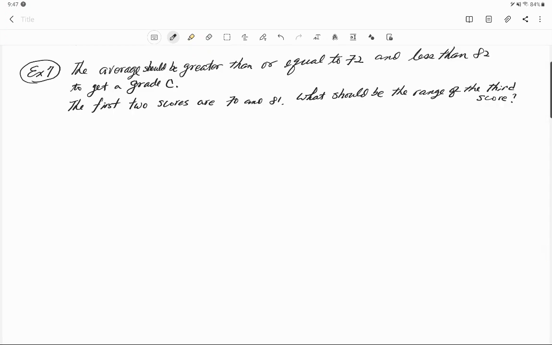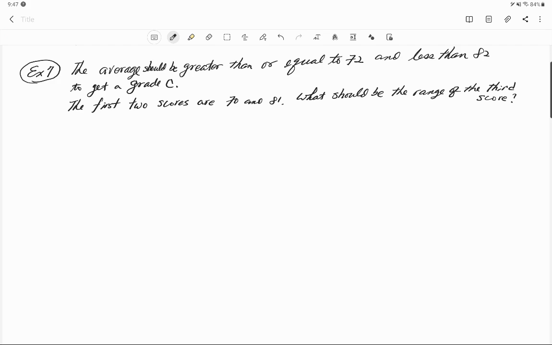Okay, another application question. The average should be greater than or equal to 72 and less than 82 to get a grade C. So the average should be between 72 and 82, but 72 is included. Okay, the first two scores are 70 and 81. Then what should be the third score?